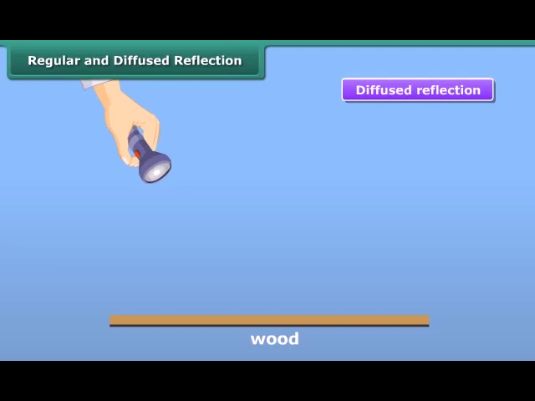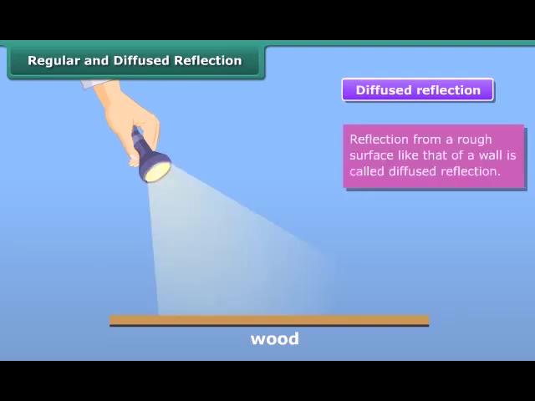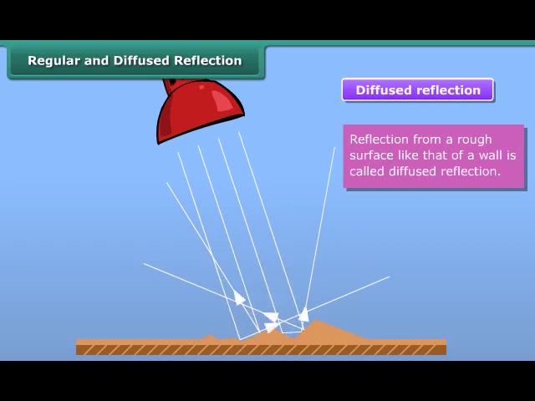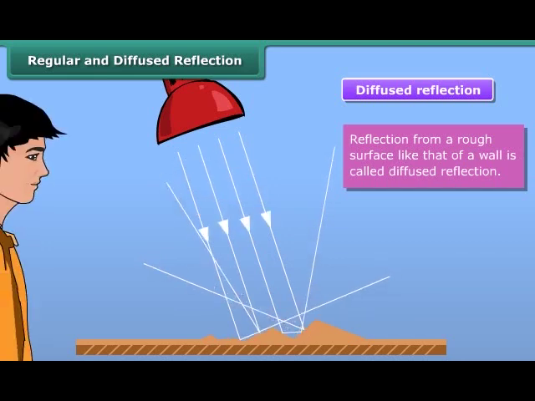Diffused or irregular reflection takes place when a ray of light is incident on a surface such as wall or wood, which is not smooth or polished. An image is not formed in this case. In this case, the different portions of the surface reflect the incident light in different directions. The light sent to our eyes by most of the objects we see around us is due to the diffused reflection from their surfaces.